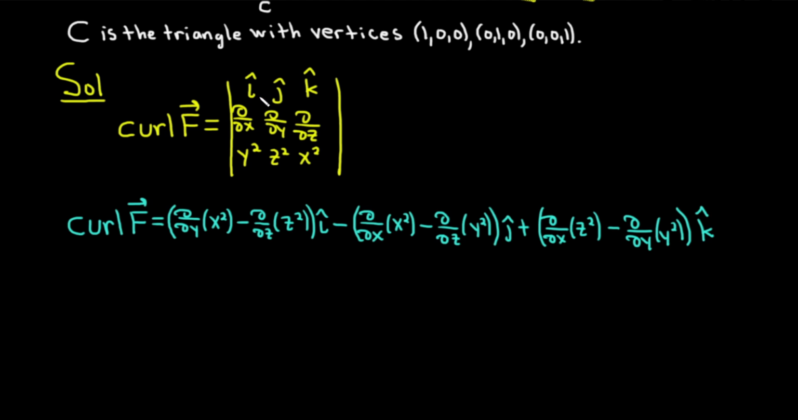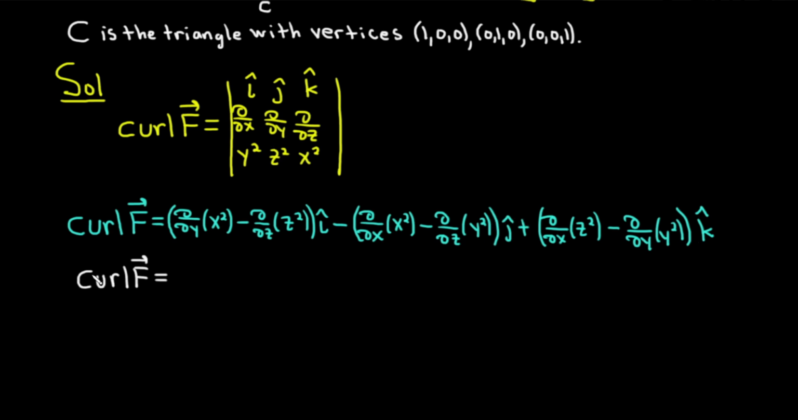Now let's go to the next term. For this one, we cross out the first row, second column. So it's del x of x squared, which we have here, check, minus del z of y squared, which we have here, check. Then you put your j hat, very nice. And it's plus, and then we cross out the first row, last column. So that will be del x of z squared minus del y of y squared, which we have here, and then you put your k hat.